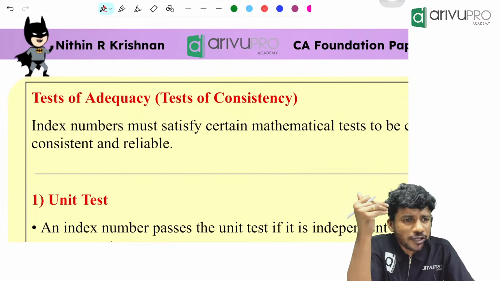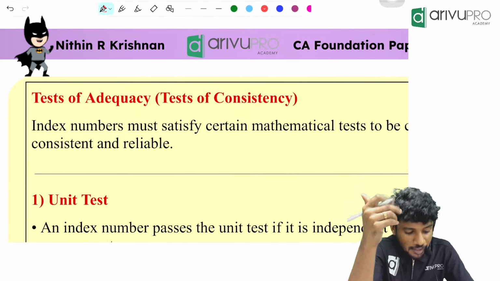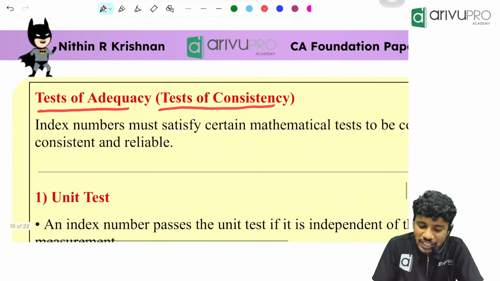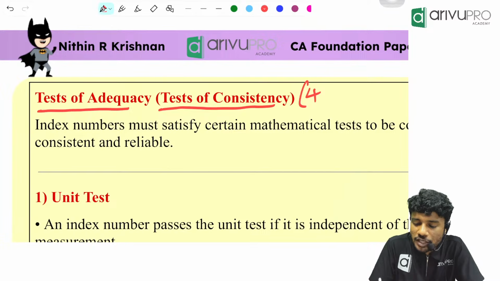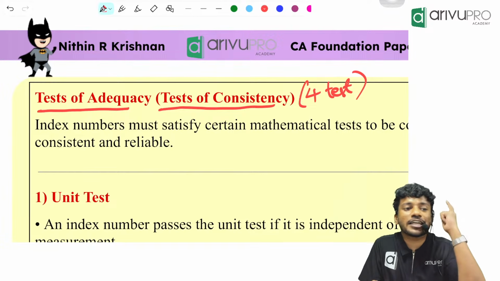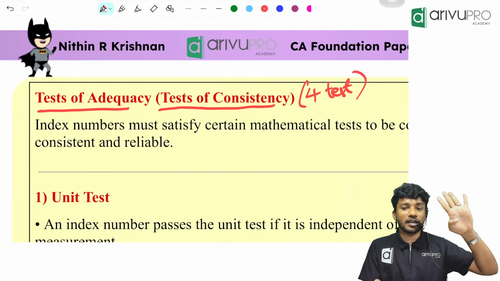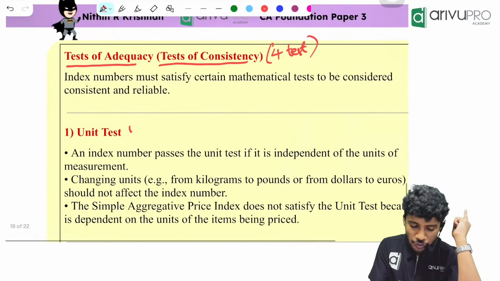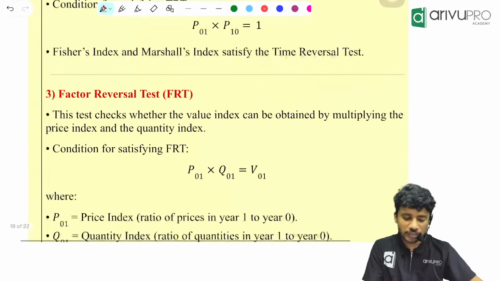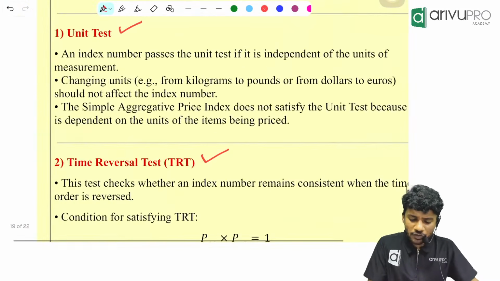Similarly, in order to check the quality of an index number, we have tests. We have 4 tests of adequacy or 4 tests of consistency, and that was a question in our previous year. How many tests of consistency or adequacy are there for checking the index number? What is the answer? 4. There are 4 tests. First one is called the unit test. Second one is the time reversal test. The third one is the factor reversal test. And the last one is the circular test. One by one we will deal.